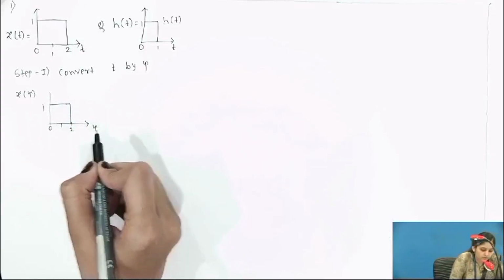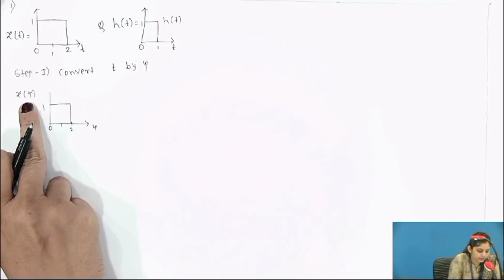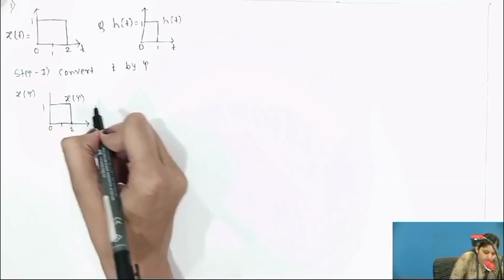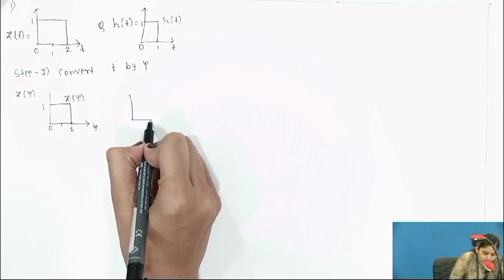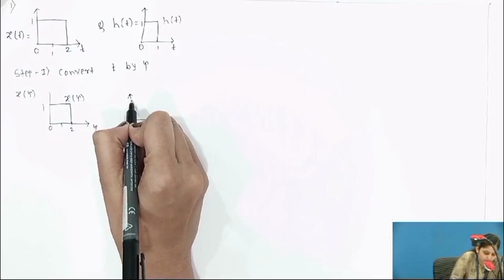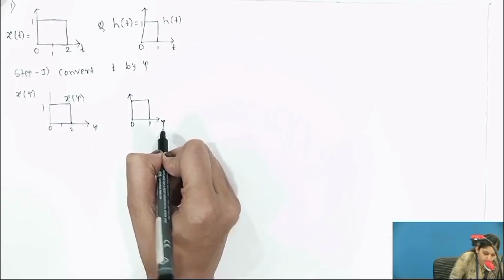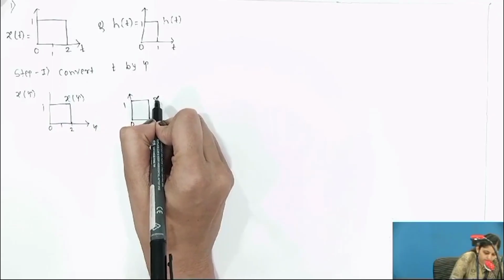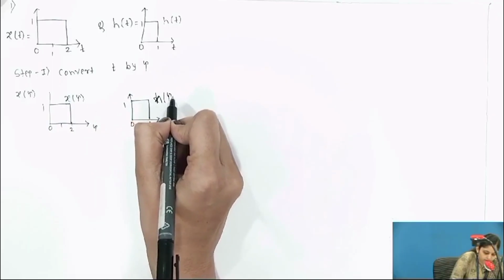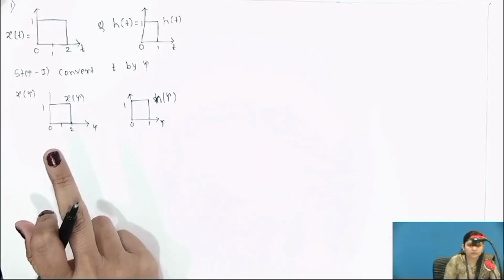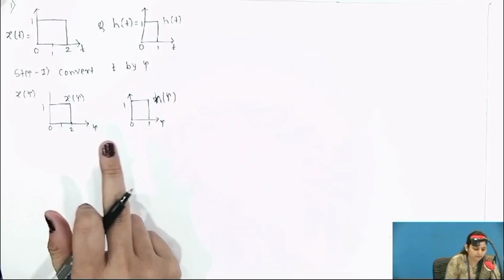Okay, so what happened is we are just changing the variable t to tau, and this is the graph of our x of tau. Then we have to plot the same for our impulse response, that is h of tau, whose amplitude is 0 to 1 on the tau axis, which is nothing but the graph of our h of tau. So here we plot the graphs of x of tau and h of tau, which is our first step. We just have to replace t by tau.